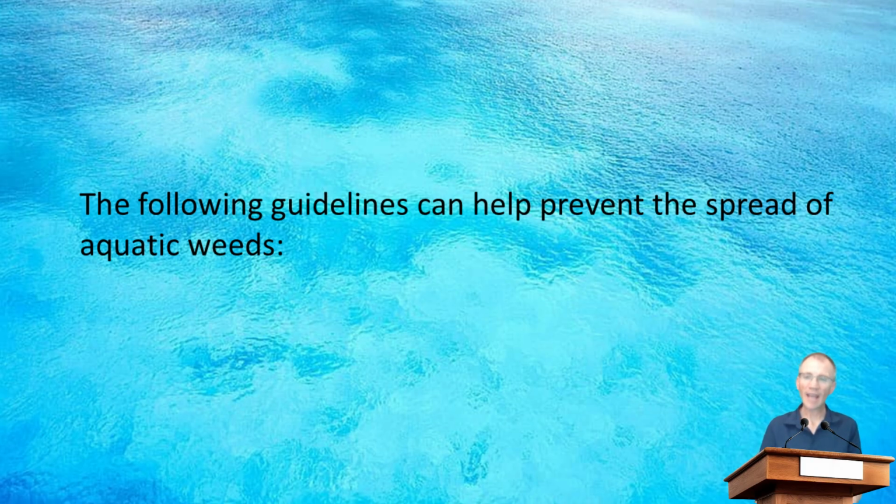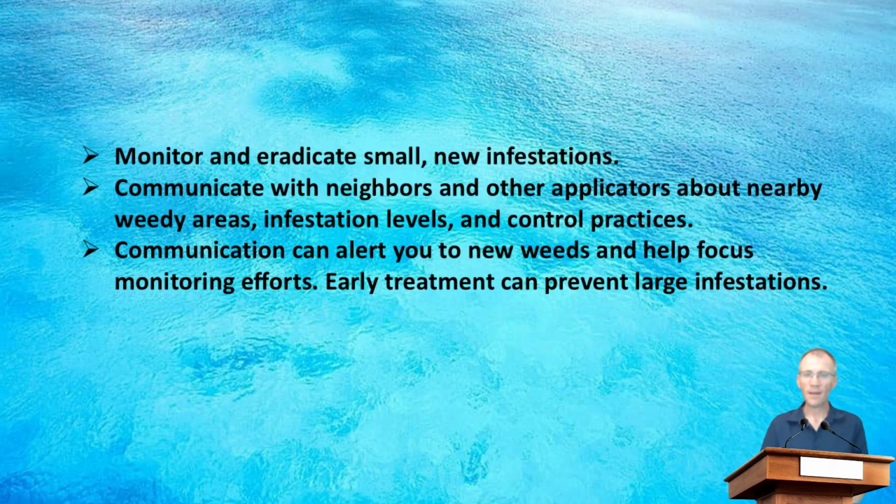The following guidelines can help prevent the spread of aquatic weeds. Monitor and eradicate small, new infestations. Communicate with neighbors and other applicators about nearby weedy areas, infestation levels, and control practices. Communication can alert you to new weeds and help focus monitoring efforts. Early treatment can prevent large infestations.